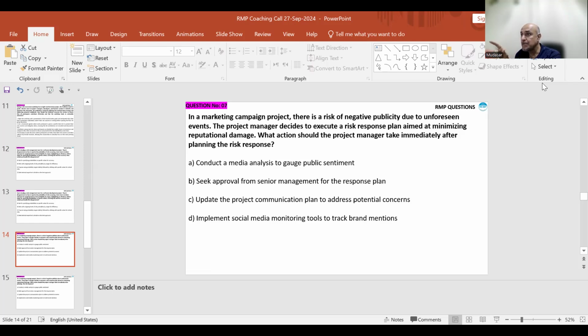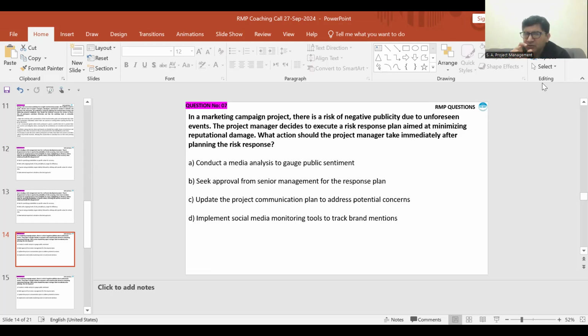Conduct a media analysis to gauge public sentiment. Update the project communication plan. Between these, he's doing media analysis to gauge public sentiment. This is a way to monitor. What I'm trying to say is maybe he's doing constant monitoring, and once it is identified that the risk is about to happen, only then would the response plan be implemented. So I'd go for option number A.